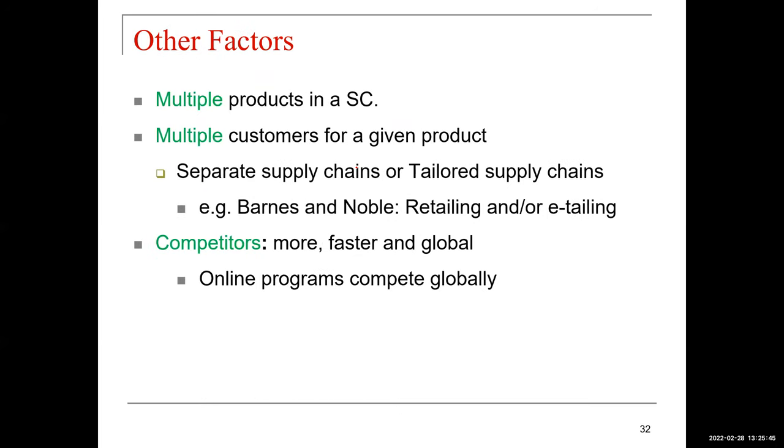Other factors: multiple products in the supply chain, multiple customers for a given product. So how to separate supply chains and tailor supply chains, for example, Barnes and Noble's retailer and e-tailing. They were trying to address both types of customers, whereas Amazon was focusing on the e-market. They were trying to accommodate both at the same time, and that created some trouble with their supply chain. Competitors are faster and global. Online programs compete globally. That's the other thing. When you are online, you have more access to your customer pool. If you're just basing your strategy on retailing, you're going to have a limited area to sell.